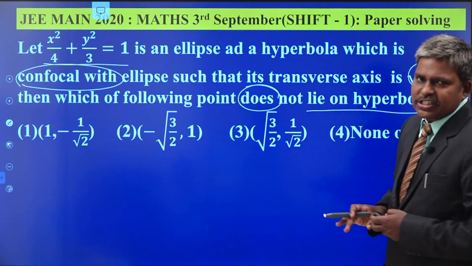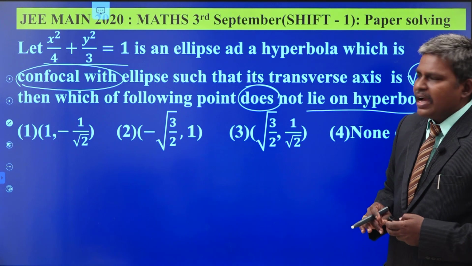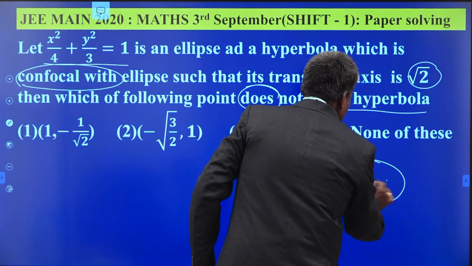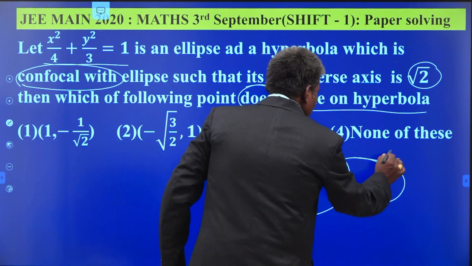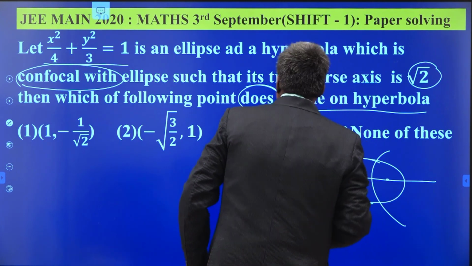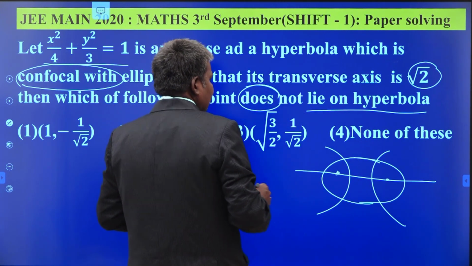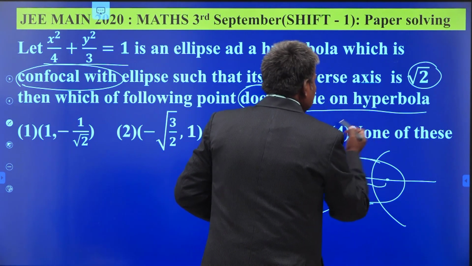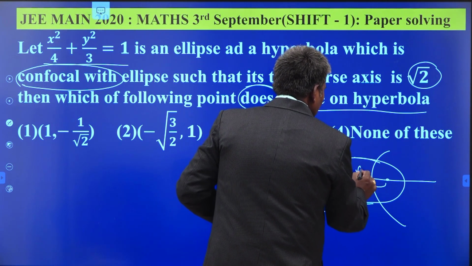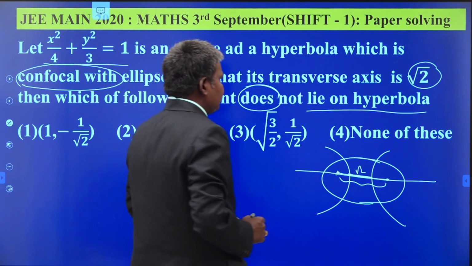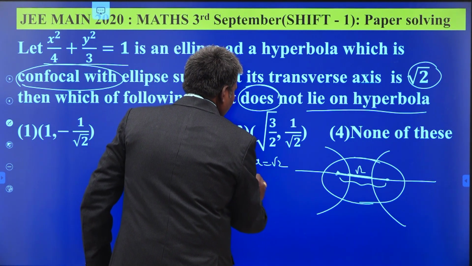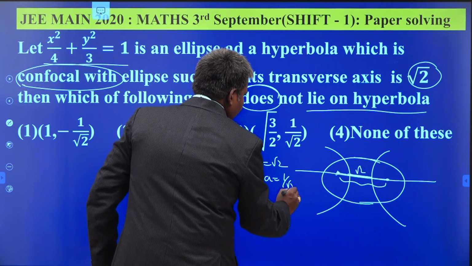So what you have to find out? First of all, you have to find out the equation of the hyperbola. That means here some ellipse is given to you. These are the foci of the ellipse. One hyperbola is in this manner. Their foci are coincident. And what is given to you? Length of the transverse axis is given to you, that is root 2. Here to here is the length of the transverse axis. This is the transverse axis, root 2. This is the distance between the two foci. Transverse axis, we mean 2a. 2a is equal to root 2, we mean a is equal to 1 by root 2.